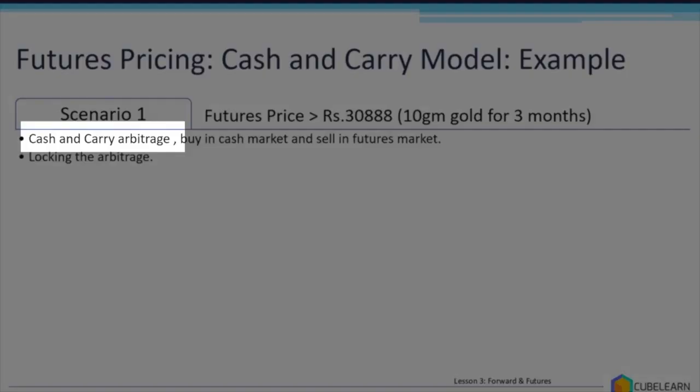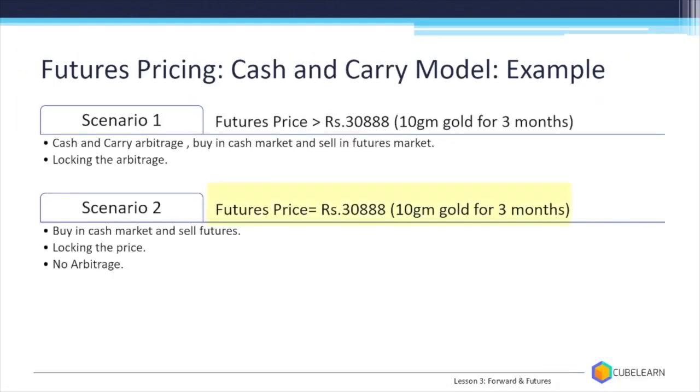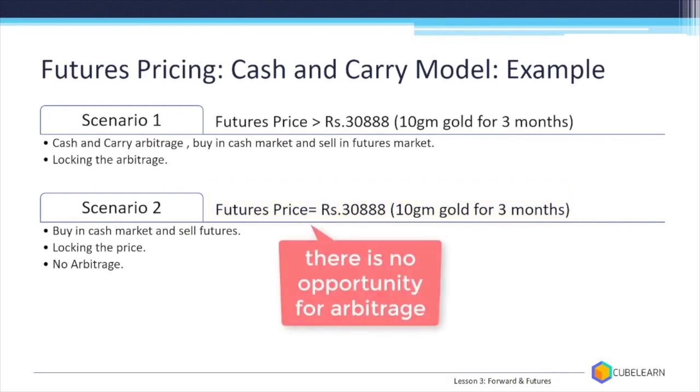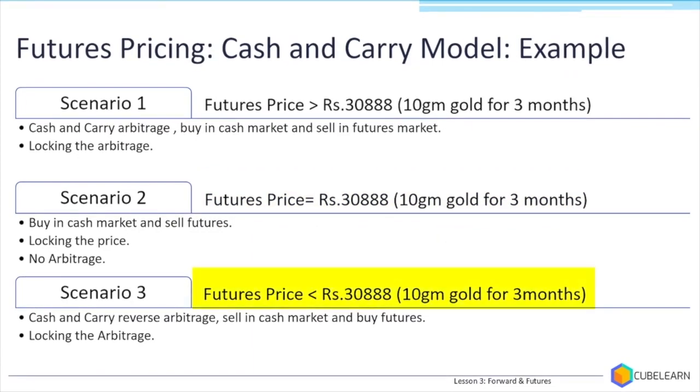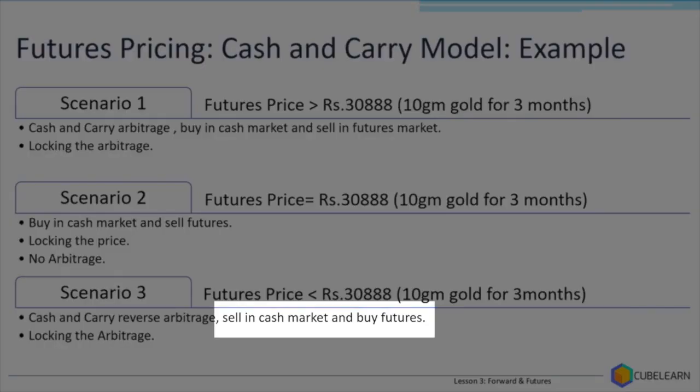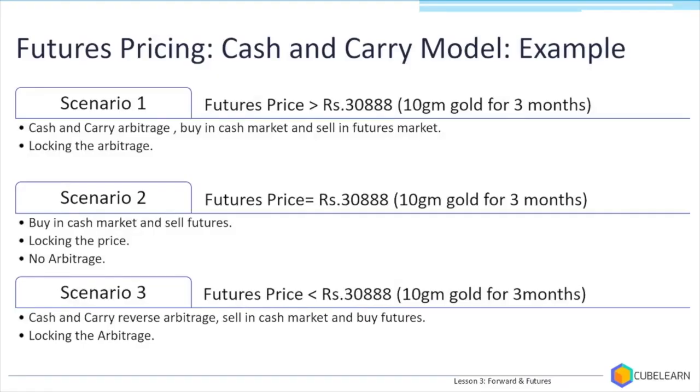When the futures price on exchange is equal to the calculated future price, then there is no opportunity for arbitrage. When the futures price on exchange is less than the calculated price, then sell in cash market and buy futures. Cash and carry reverse arbitrage takes place.